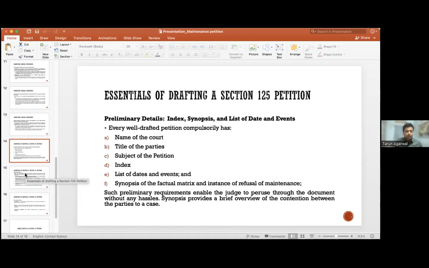So now that you have understood what are the essential ingredients of the sections that are there under CrPC, now let's jump to the main portion of our session, which is what are the essentials of drafting a petition under this section.